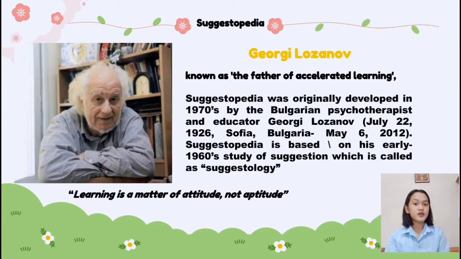Georgi Lozanov is known as the father of accelerated learning. Suggestopedia was originally developed in the 1970s by the Bulgarian psychotherapist and educator Georgi Lozanov, born July 22, 1926 in Sofia, Bulgaria, who passed away on May 6, 2012. Suggestopedia is based on his early 1960s study of suggestion, which is called Suggestology. According to him, learning is a matter of attitude, not aptitude.